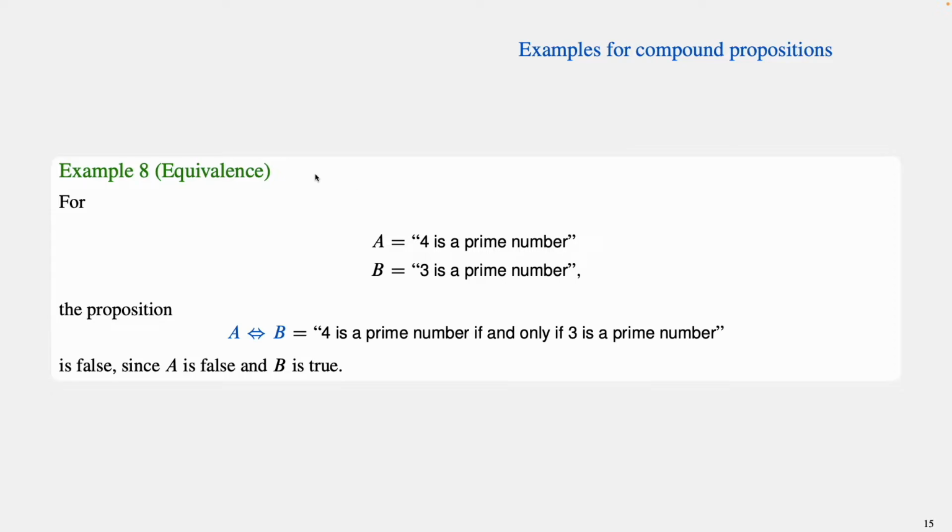Now an example for the equivalence. Here we have the two propositions A is 4 is a prime number and B 3 is a prime number, the same ones we had before. And the equivalent proposition would be A equivalent B, 4 is a prime number if and only if 3 is a prime number. Now that's not a very sensible statement, but we can construct the proposition in this way and we can assign it a truth value. And in this case, this is false, so A and B are not equivalent because A is false and B is true.